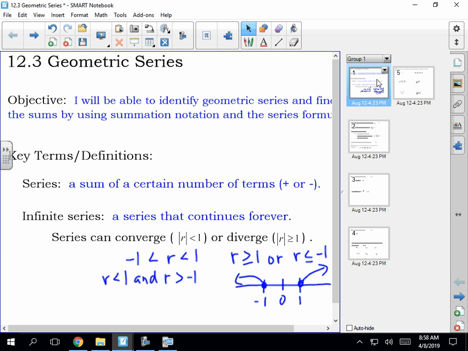Connection here. The picture would look like this: -1, open circle. There's 1, open circle. So a little connection there to why you learn what you do back in Algebra 1. It's like the third chapter of Algebra 1, looking at absolute value inequalities.